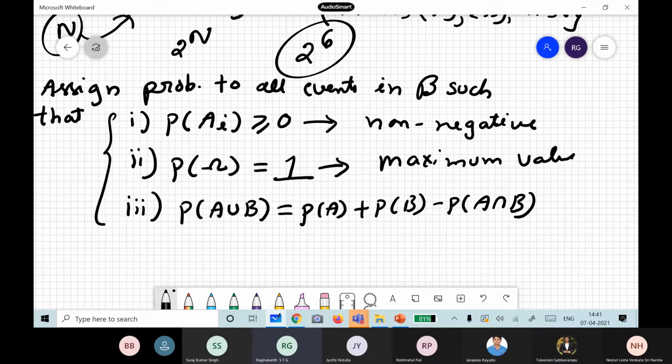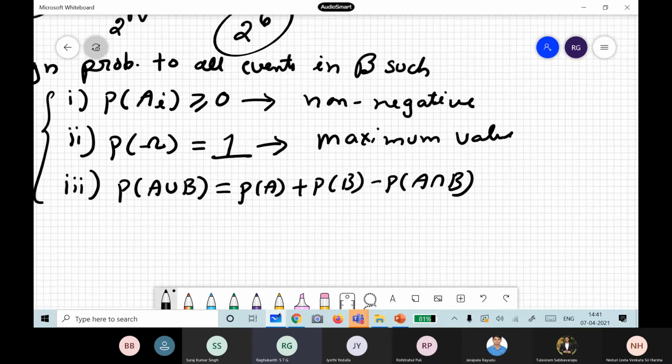The last one is a standard property. If you want to find the probability for 2 events, you add both of them and then subtract whatever is common between them. This is what we call the axiomatic definition of probability. In measure theory, probability is nothing but a measure.